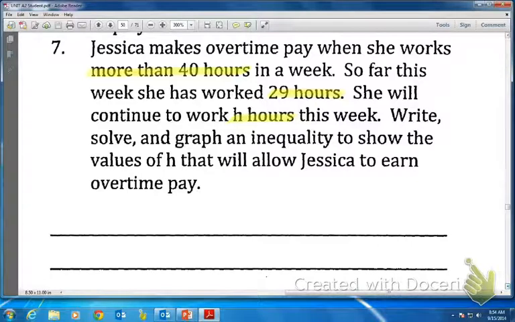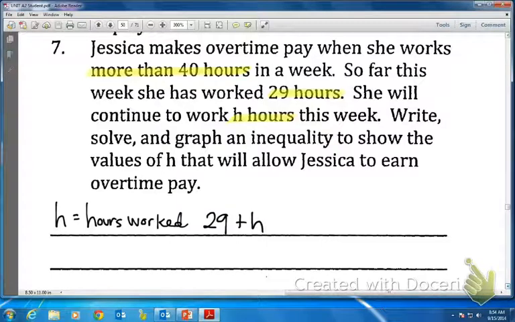Alright, so in the previous days we've defined a variable, so I'm just in the habit of defining a variable even though they've already done it. So H equals the hours worked. Alright, if I'm going to write an inequality to help me out here, Jessica has already worked 29 hours, and she's going to work H more hours this week.